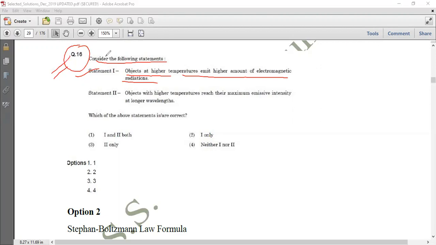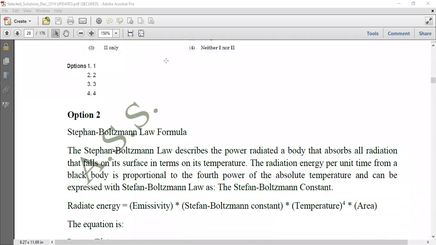Before we explain this, we will come to the explanation of the Stefan-Boltzmann law so that everyone understands it well. So let's study the Stefan-Boltzmann law, which is one of the important radiation laws in physics. It describes the power radiated by a body, or you can say the energy, because power is energy per unit time.